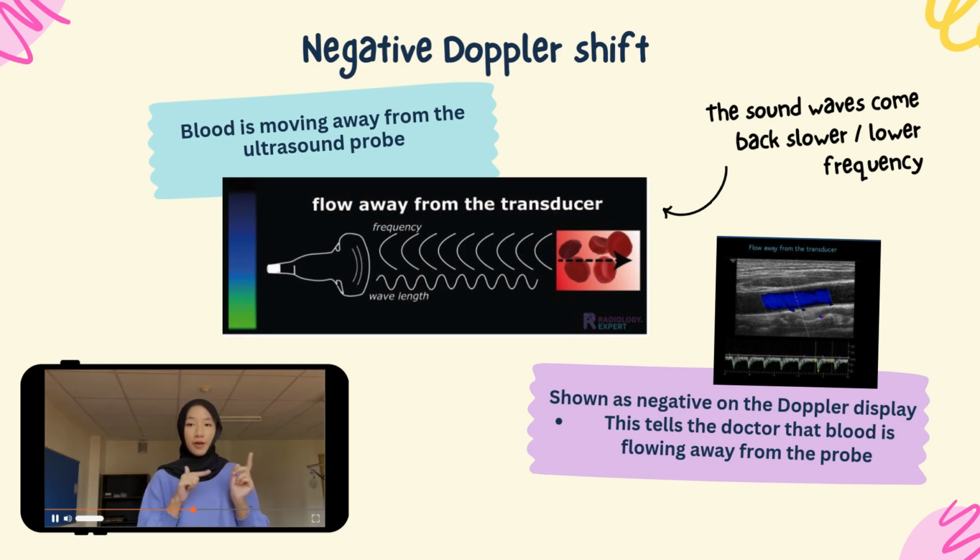So in this diagram, you can see the blood flow moving away from the transducer, which causes the wavelength to stretch and the frequency to decrease. On the Doppler display, this is shown as a negative signal, usually appearing below the baseline. So, whenever we see a negative Doppler shift, it indicates that blood is moving away from the probe, helping with accurate diagnosis and assessment of blood vessels.